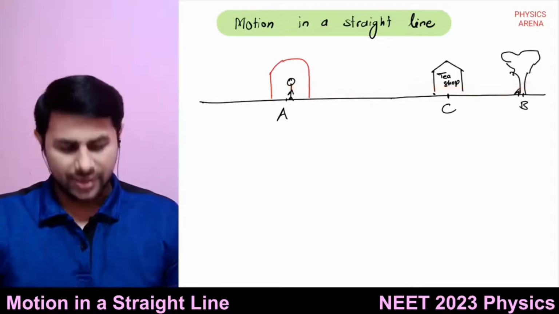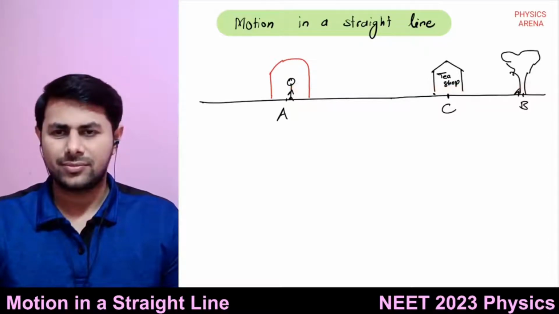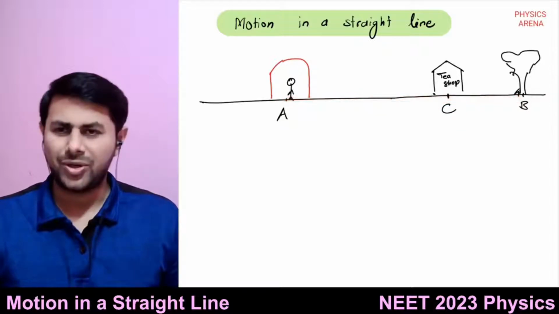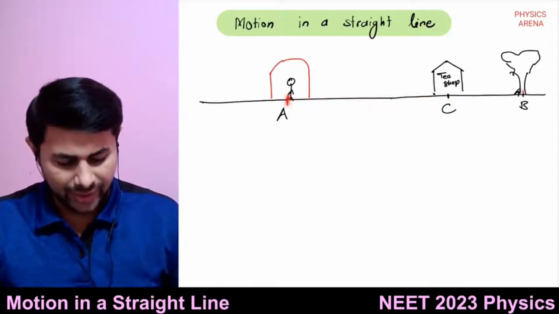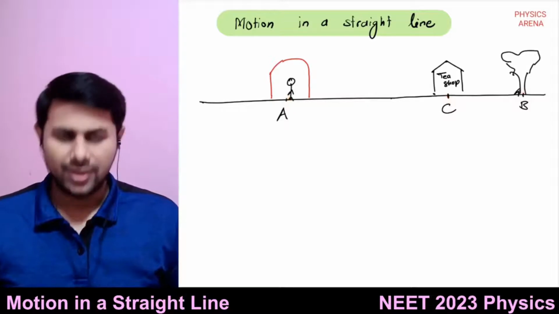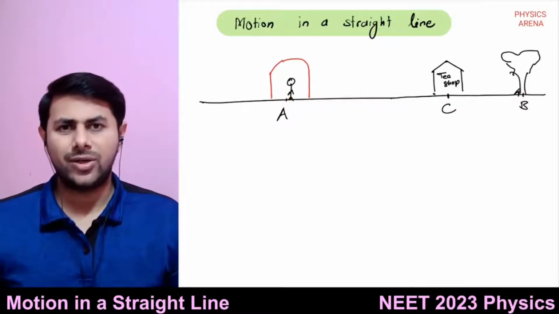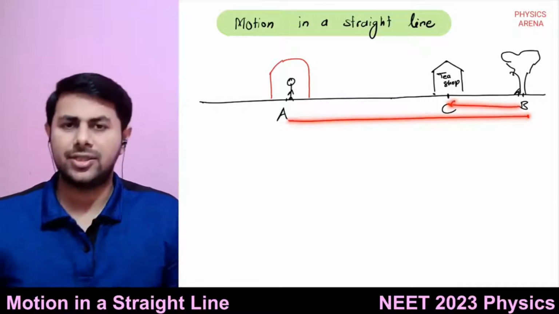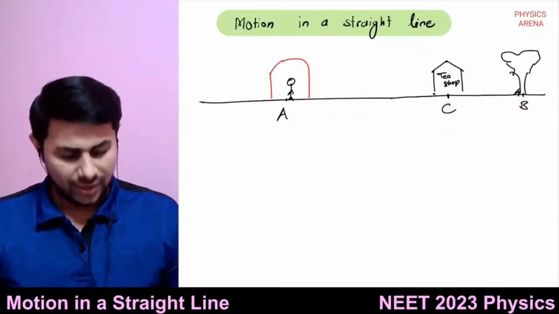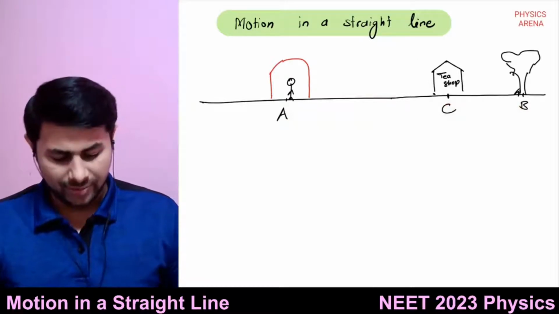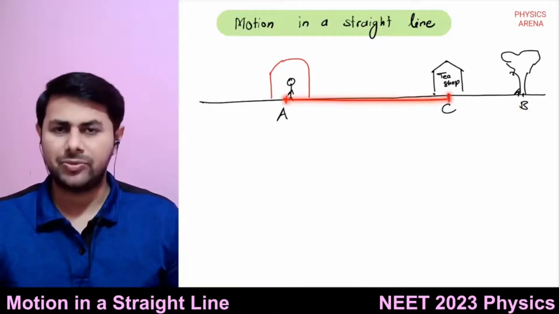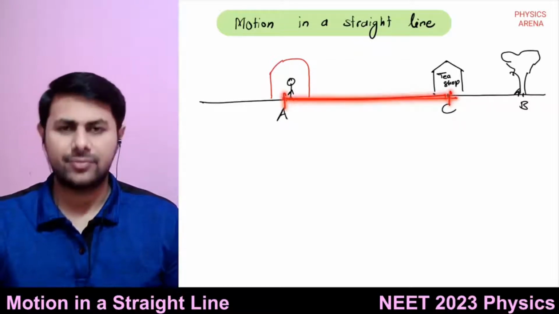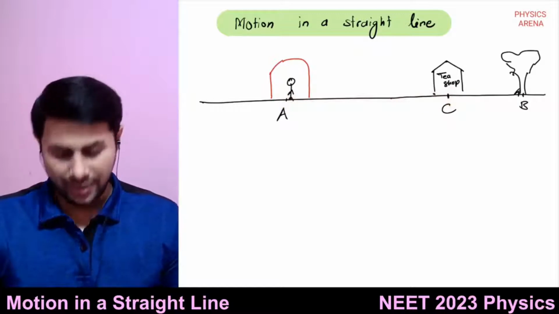How much would be the distance covered? Distance from A to B plus B to C. These are points, and for distance you need length. So it is distance from A to B plus distance from B to C. And what is my displacement? Displacement is the shortest distance between the start point and end point. So it is just the length of this line AC. That's my displacement.